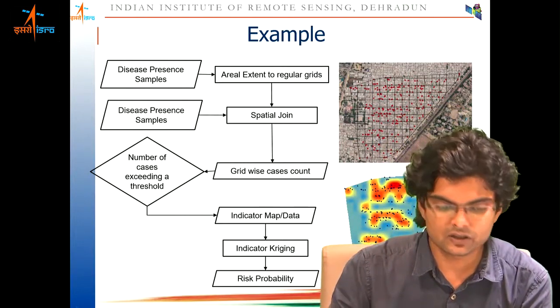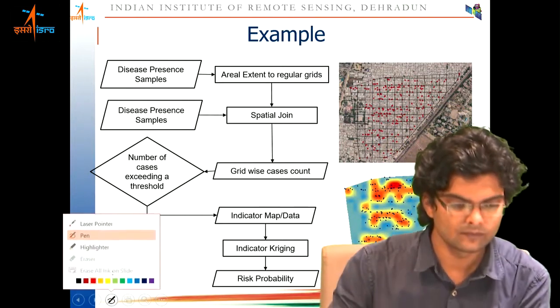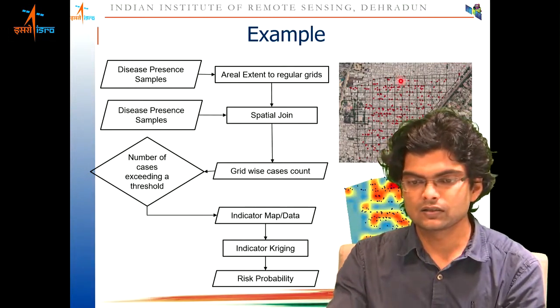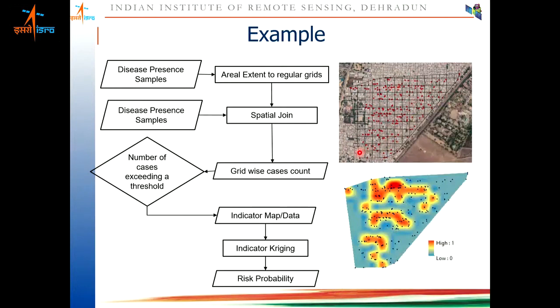So in this image you can see some red dots, which are basically disease positive points for some particular disease. And now the probability of having a person with this disease positive needs to be calculated at all other locations. So this point data needs to be converted to polygon data.